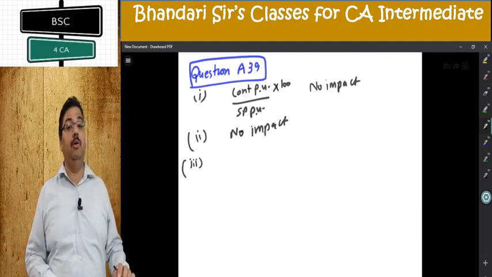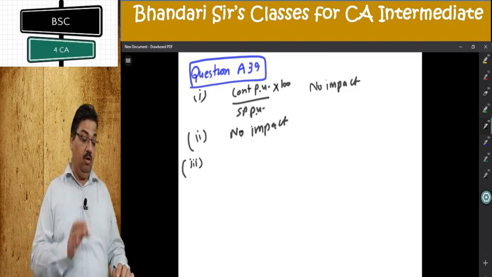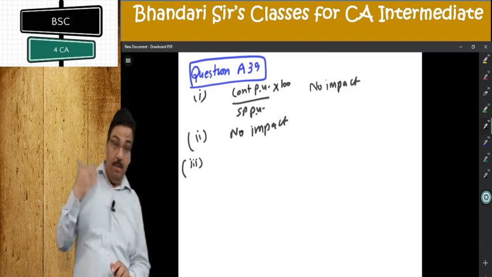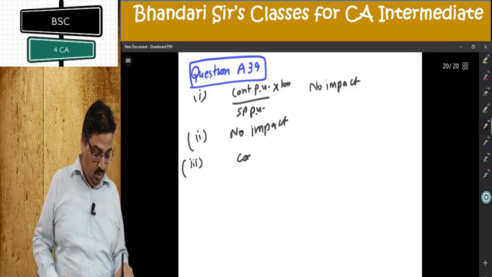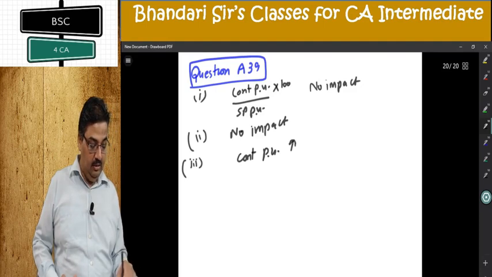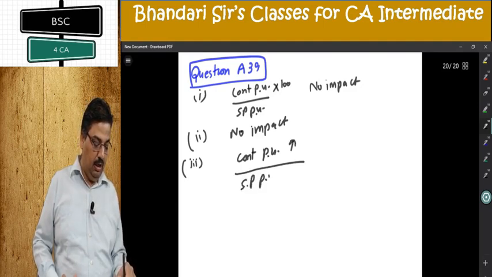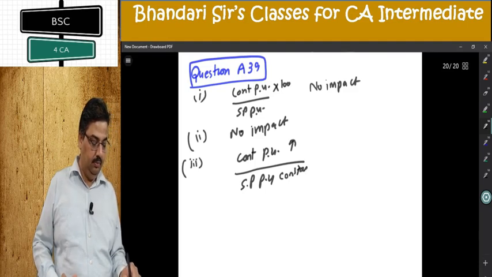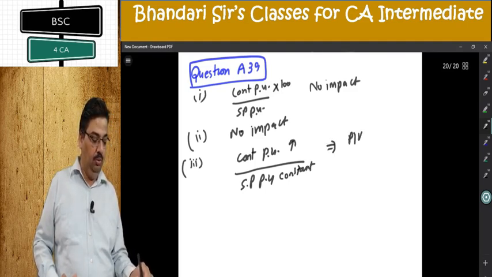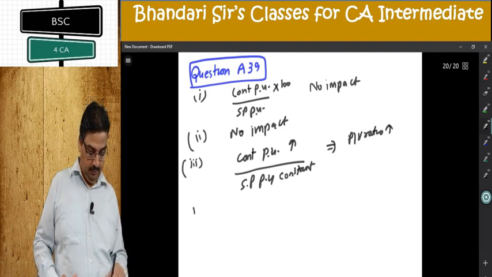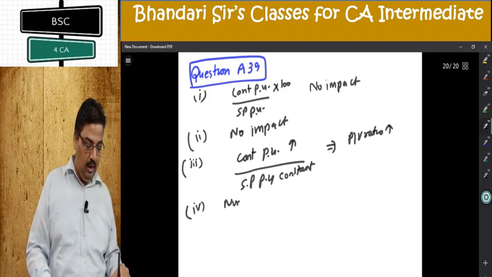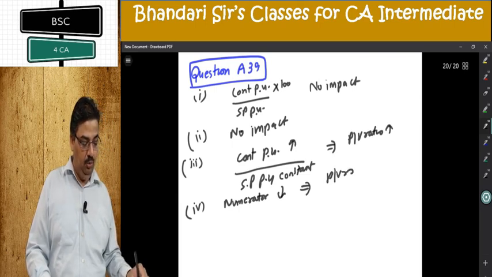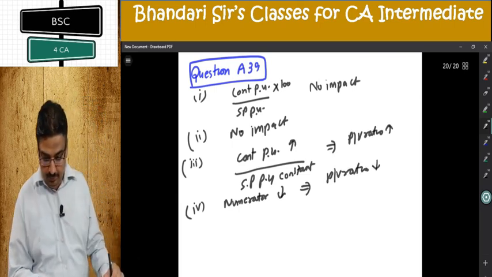Decrease in variable cost per unit. Variable cost declines, contribution increases. The numerator is increasing in my formula. Contribution per unit increases, selling price per unit remains constant, which implies PV ratio increases. Decrease in contribution margin: numerator declines, which implies PV ratio also declines.